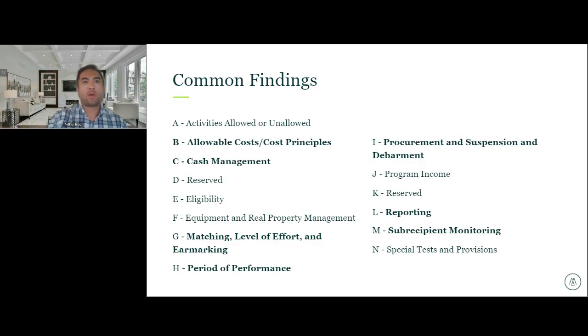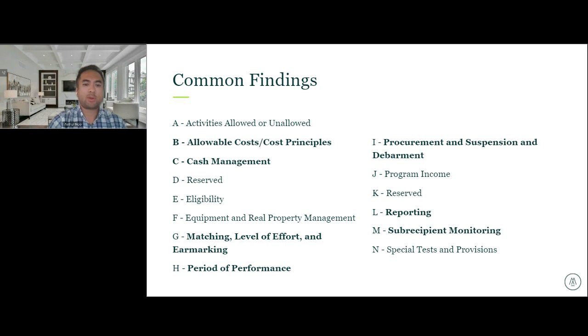So on this next slide, we'll go over some of the common findings. These are the different compliance attributes that are listed in the federal compliance supplement that's issued by the OMB. So these are the different elements that the auditors will look at, not necessarily for all federal programs, but in the compliance supplement, in part two, that compliance supplement will list out the applicable areas for each federal program that is being audited. So I won't go over the common findings for all these letters, but just go over some of the highlighted ones.